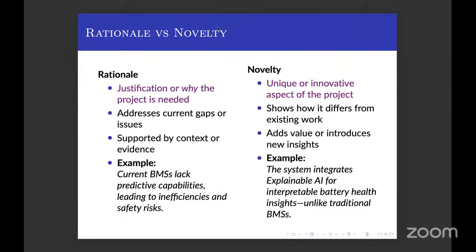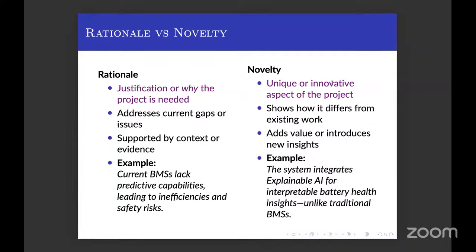Now coming to the rationale and novelty, okay? Rationale means you are giving justification for why the project is needed. Novelty means why this project is unique, the innovative aspect of the project. So understand the difference: aim, objective, rationale, and novelty. All are interrelated. It means almost the same thing, but all the purposes are different. Rationale addresses current gaps or issues, and novelty shows how it differs from existing work.